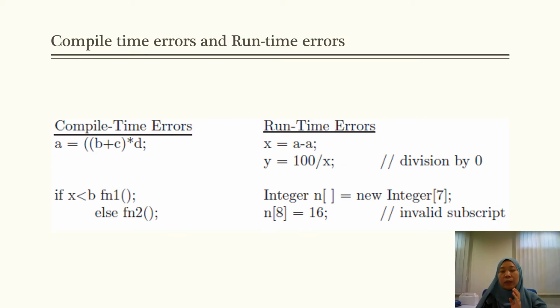During runtime, it will check other logical errors. For example, in this case, division by 0. If you look into the code for the runtime error, x equals a minus a, there is nothing wrong with that code, no syntax error. The structure is correct. And y equals 100 divided by x. Structure-wise it is correct, nothing is wrong there. But logically, in mathematical computation, a number cannot be divided by 0. So that is what we mean by logical error.